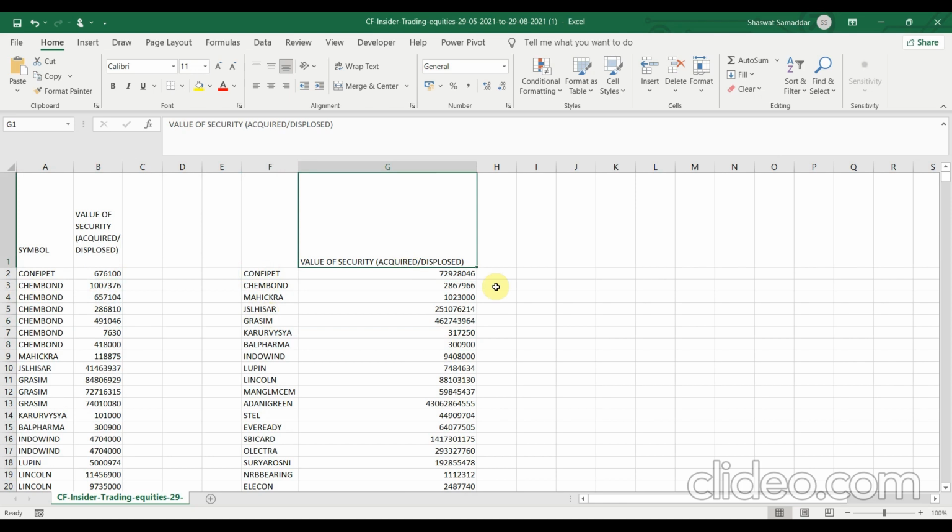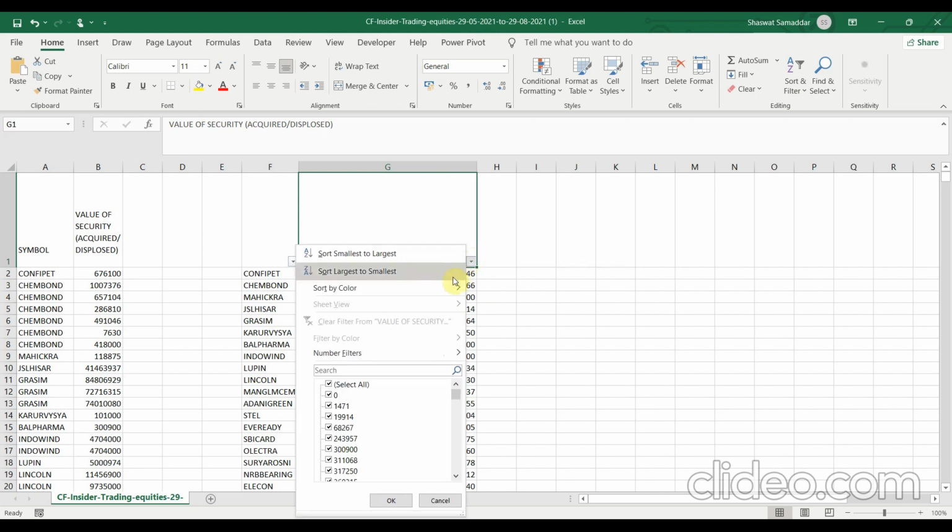Now for filtering, I want only those stocks, or the names of only those stocks, which have a value of security greater than or equal to 1 crore. Now this is a quite subjective bar, 1 crore, that I am setting. You could set it to 90 lakhs, 80 lakhs, 95 lakhs, whichever you feel comfortable with. But I am going to set it as 1 crore.